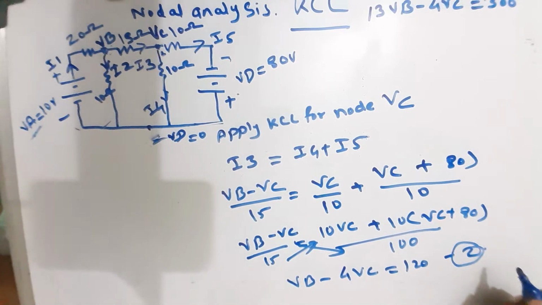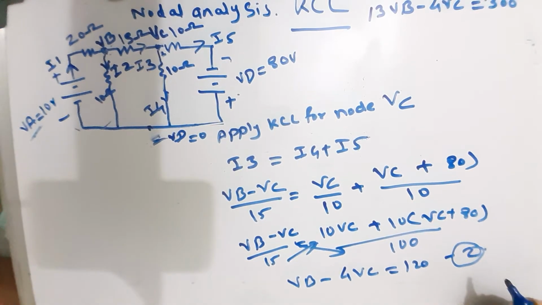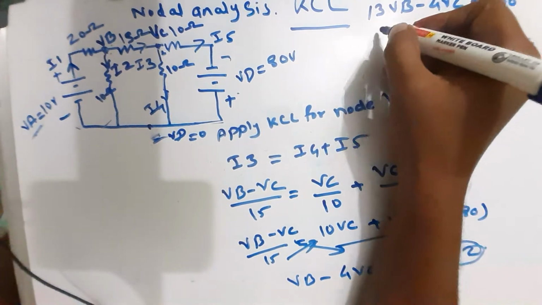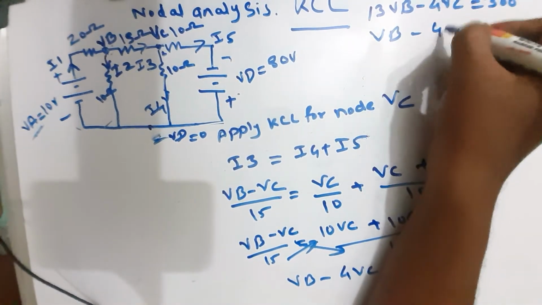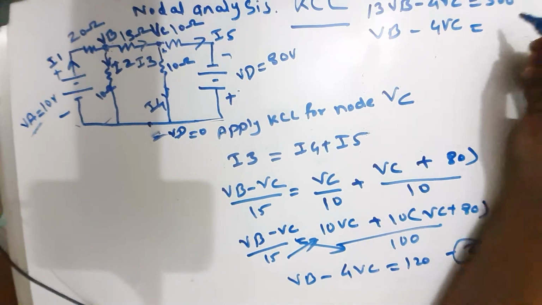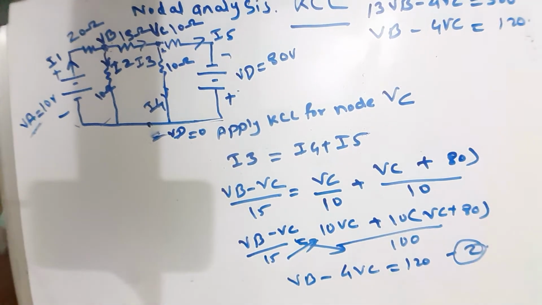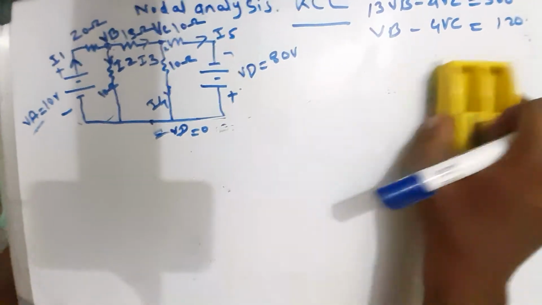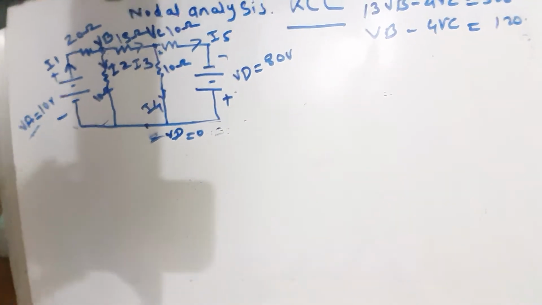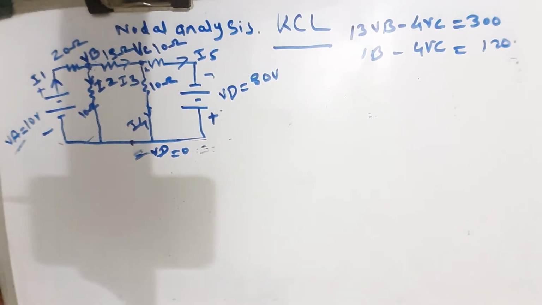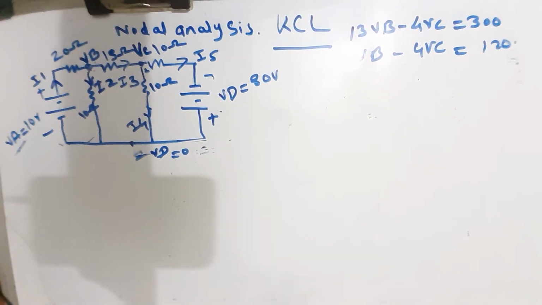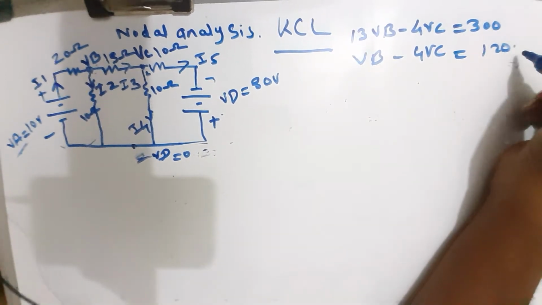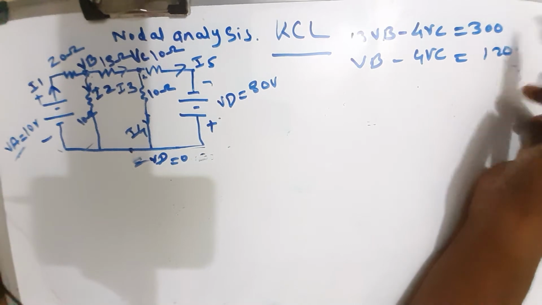You just do the cross multiplication at home and solve this. You will get VB minus 4 VC equal to 120. So here we will write down VB minus 4 VC equal to 120. Now we have to solve these simultaneous equations. So how will we solve them? This is first and second. So what we will do is subtract second from first.